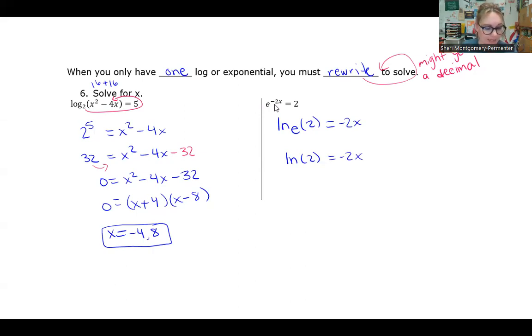So we could round that decimal. We could call it 0.69, that's fine. Okay, I got 0.69. Is that what y'all got? So we want what x equals. So we're almost there. What do I need to do to get x by itself? Divide by -2.